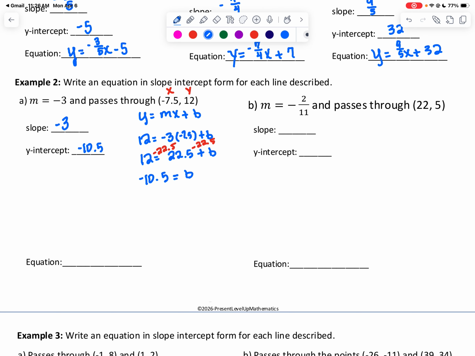Now, once you know the slope and the y-intercept, we can put that together to write an equation. y equals -3x minus 10.5. All right, let's look at another one of those with a fraction.